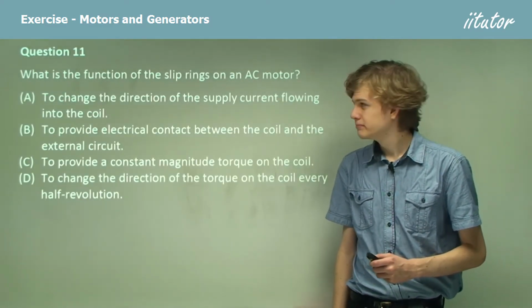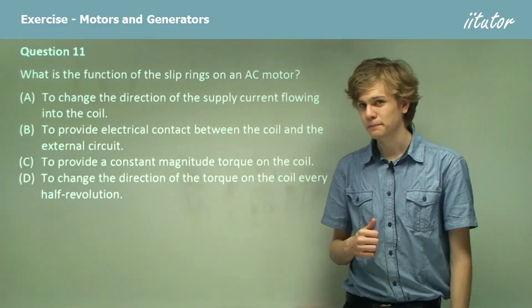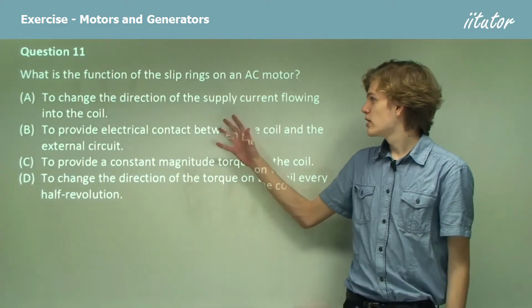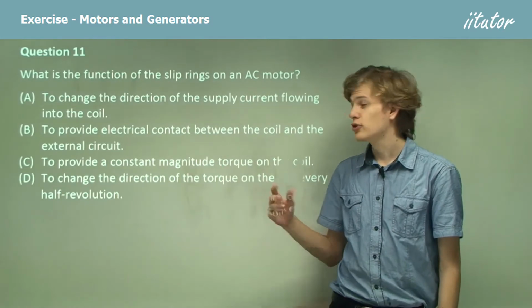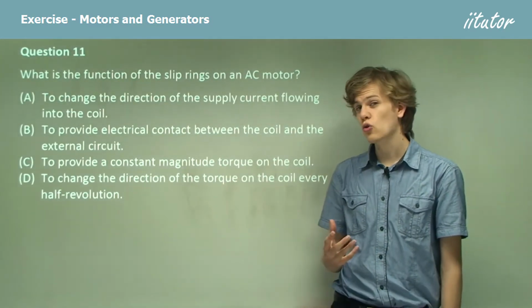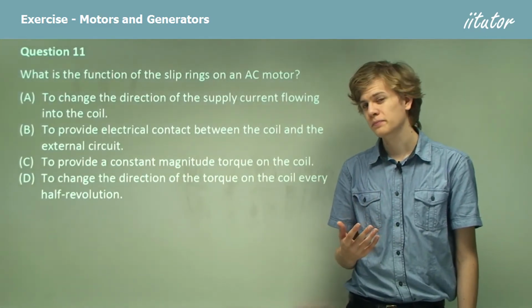Question 11. What is the function of the slip rings on an AC motor, not an AC generator? Is it to change the direction of the supply current flowing into the coil, to provide electrical contact between the coil and the external circuit, to provide a constant magnitude torque on the coil, or to change the direction of the torque on the coil every half revolution?